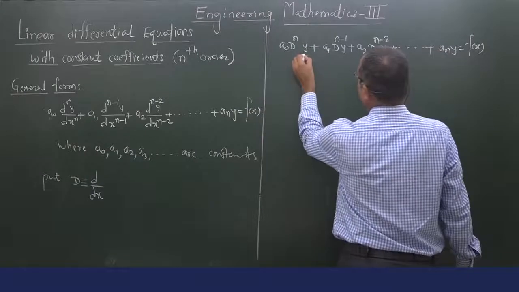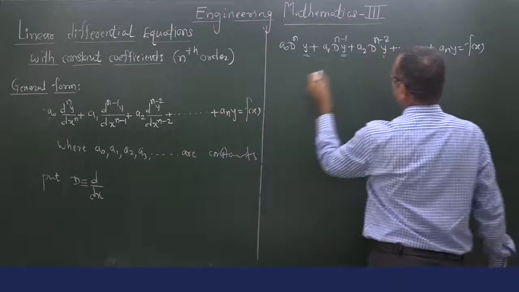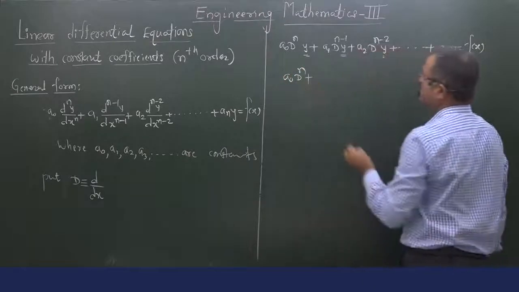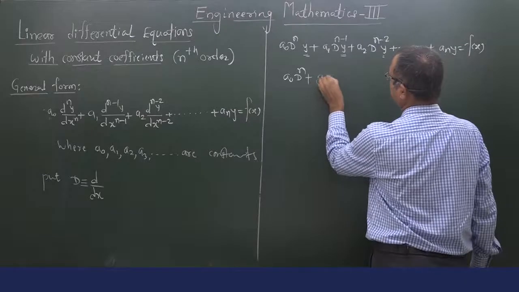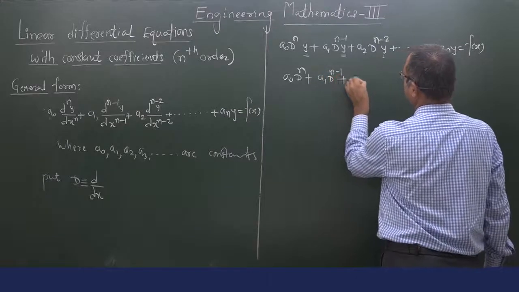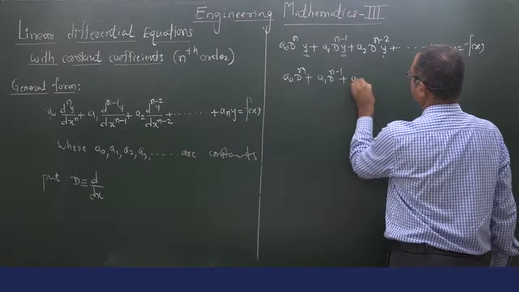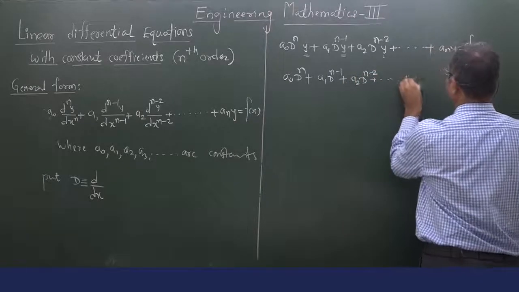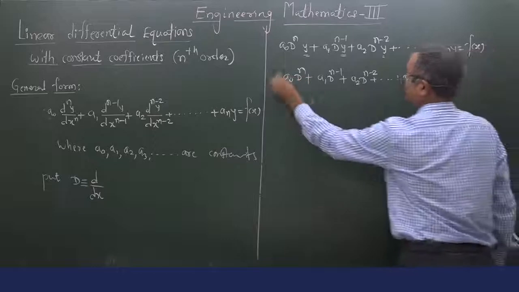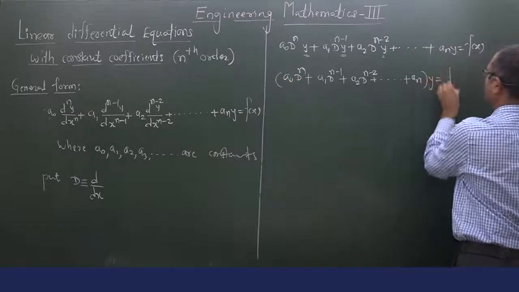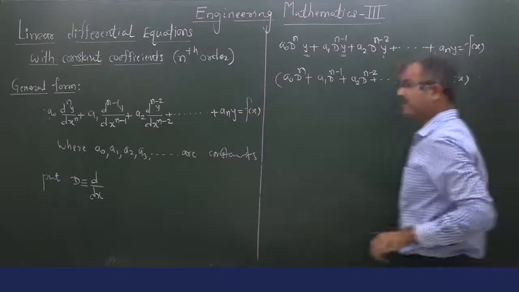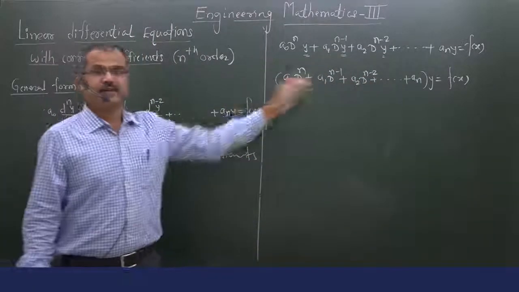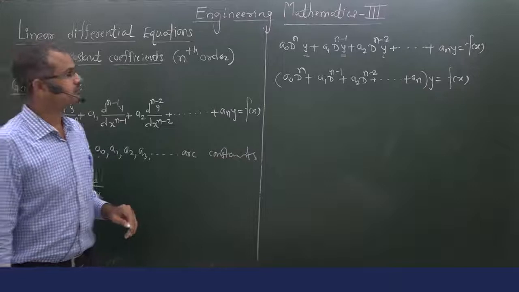If I am taking y outside, it becomes D raised to n a0 plus a1 D raised to n minus 1 plus a2 D raised to n minus 2 plus an, times y is equal to function of x. I am reducing the differential equation in terms of capital D differential coefficients.